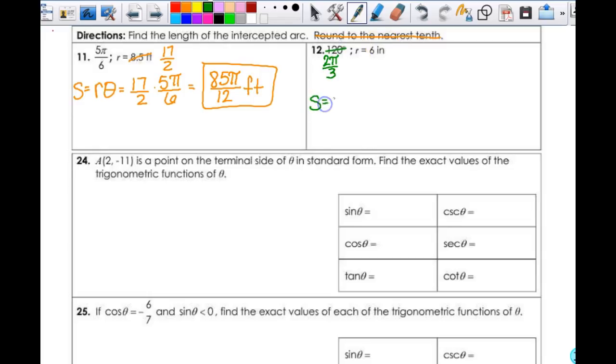So arc length is equal to r theta. So that's equal to 6 times 2 pi over 3. Then I can reduce. 3 goes into 3 once, goes into 6 twice. So that just gives me 4 pi inches. All right.